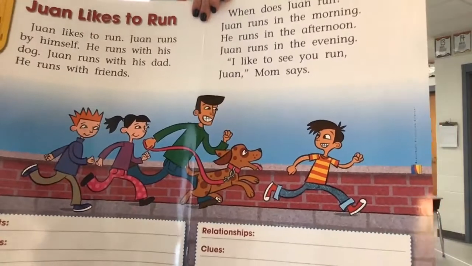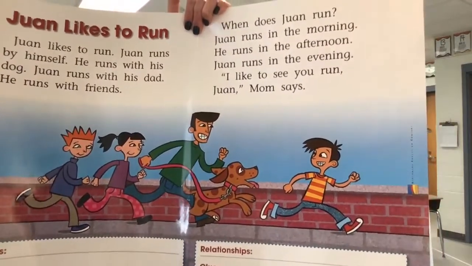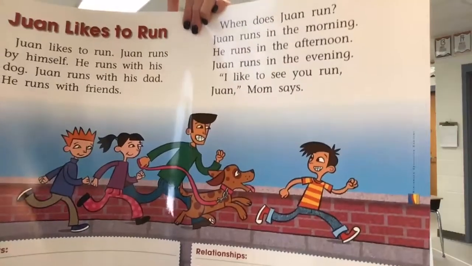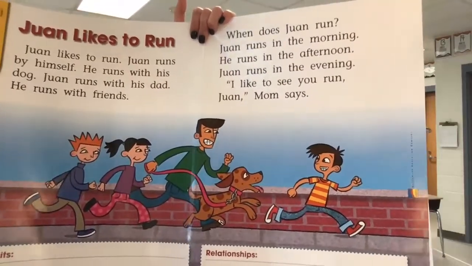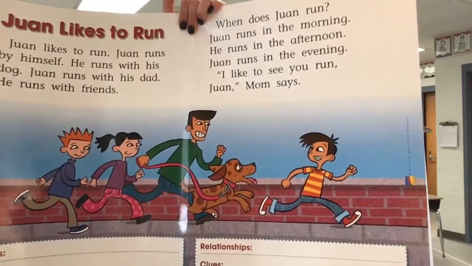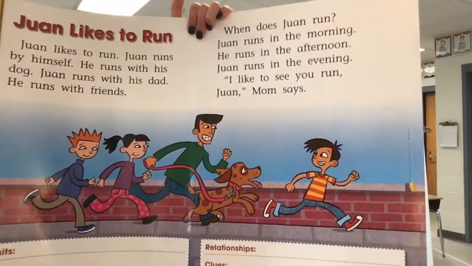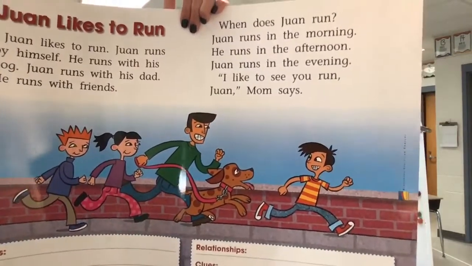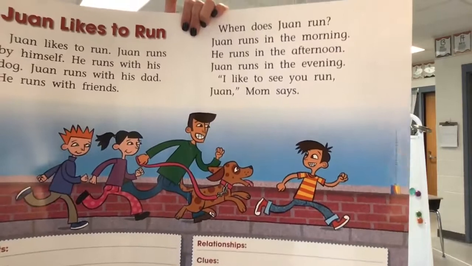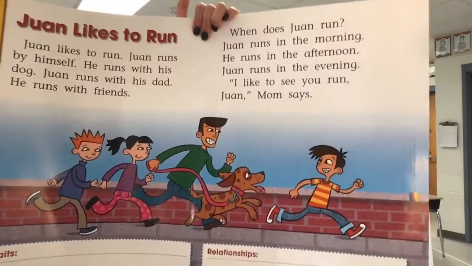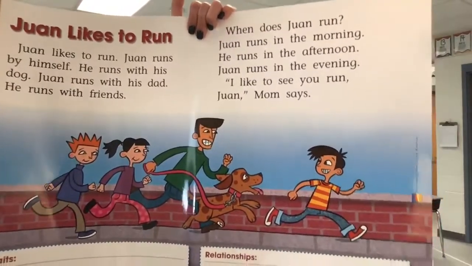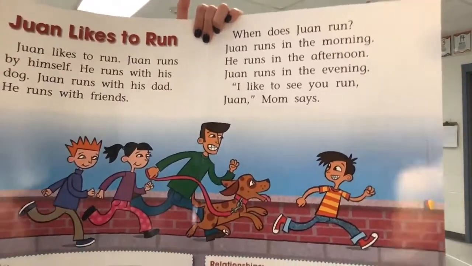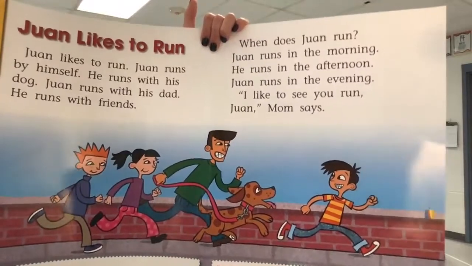It also tells us that his mom says she likes to see him run. So when you do things that you like to do, like maybe you like to run or climb the monkey bars at the park, and you want your mom or dad or grandma, whoever, to watch you do it, it probably makes you feel really good when they say, hey, I like to see you do that. I like when you climb the monkey bars. You do a great job. So we can relate to our texts as we read them to help us understand them better.